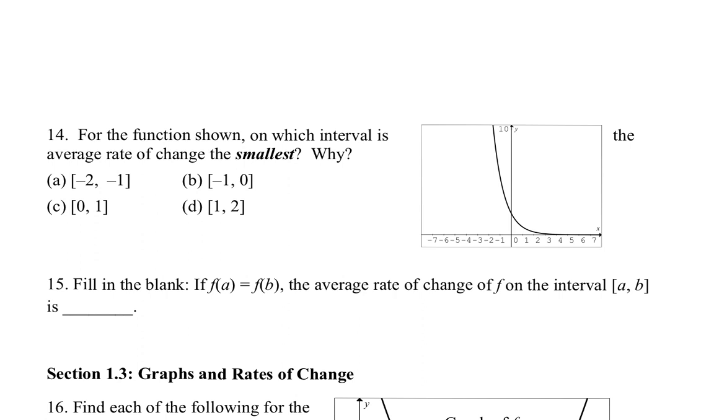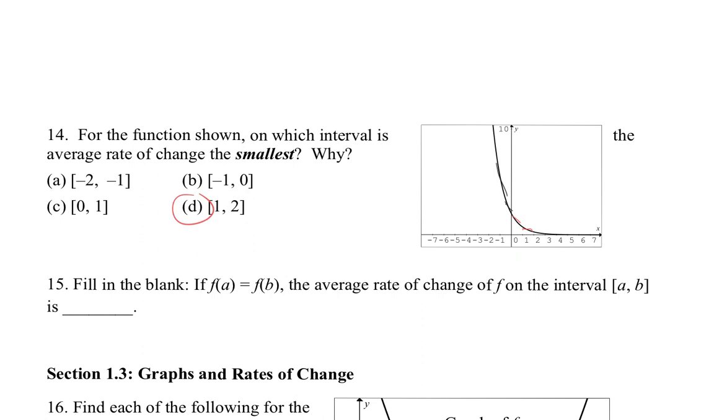Notice that from left to right, it's slowing down really, really fast. So we can see, okay, from -2 to -1, we have a really fast rate of change. From -1 to 0, a little bit slower. 0 to 1, even a little bit slower, and then from 1 to 2, it's still the slowest. So here, I would have to put D, just for that reason.